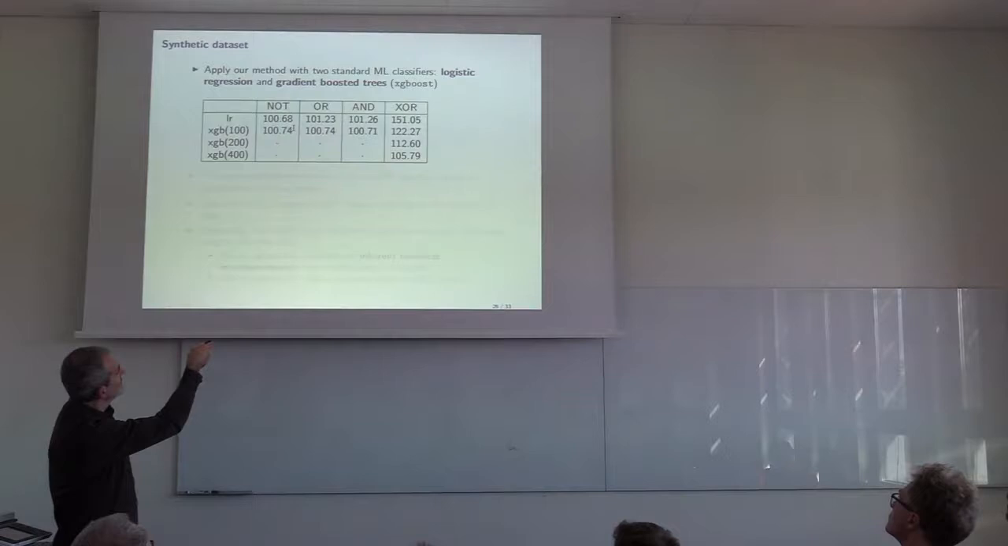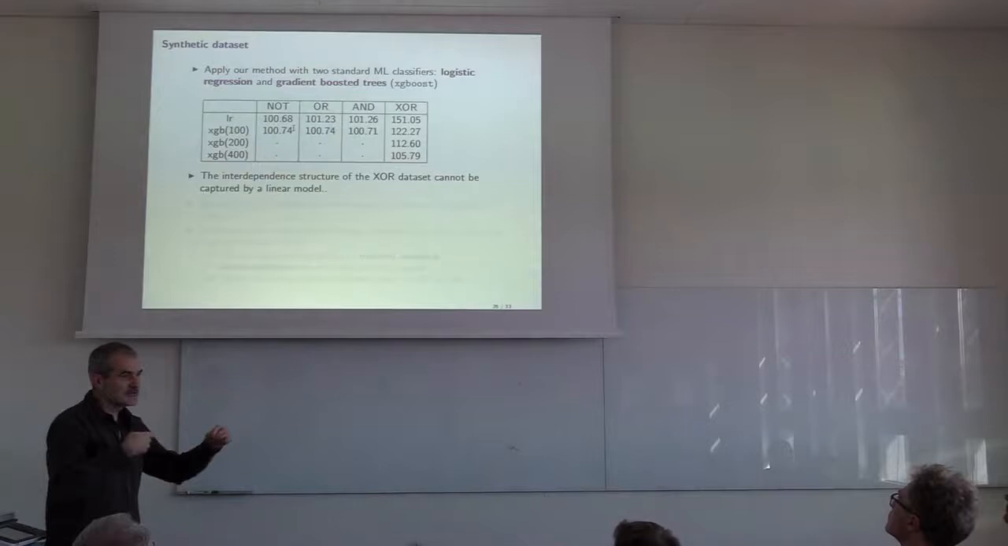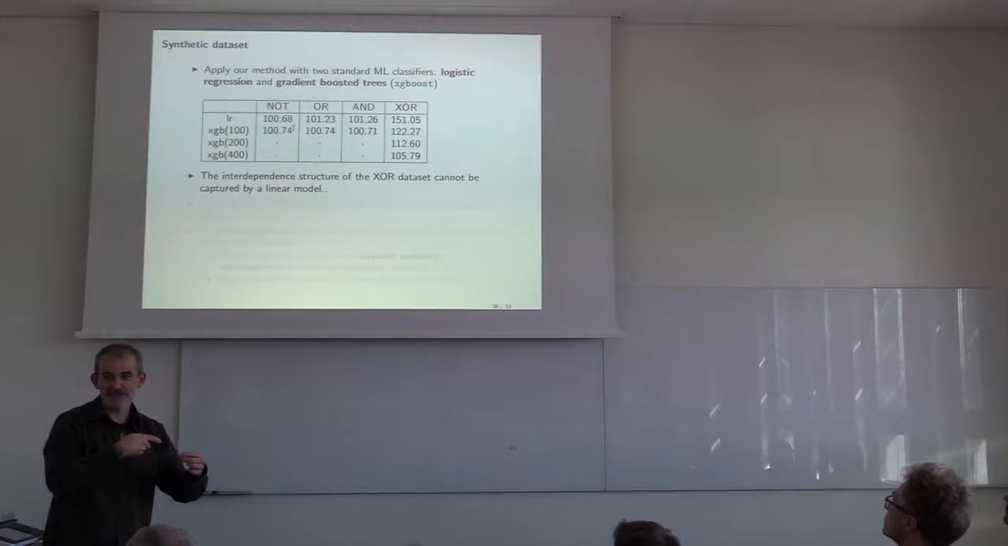But for XOR, which is unsurprising, that's why I chose it, this interdependent structure of the XOR data set cannot be captured by a linear model. And we see that logistic regression just overshoots and gives 150. So it doesn't really see this interdependence. However, boosted trees, the non-linear classifier, does better.